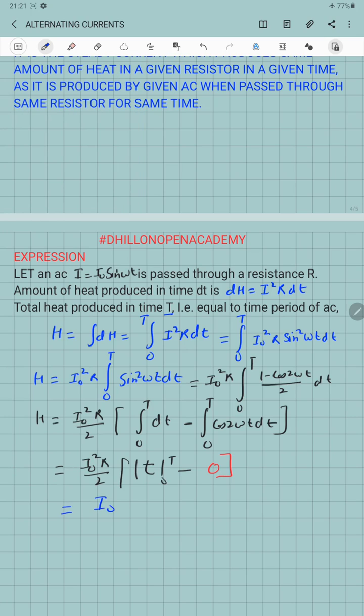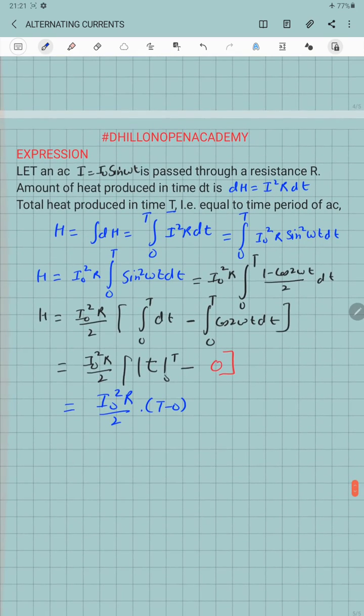So H will be equal to I naught square R over 2 into T minus 0, or H is equal to I naught square R over 2 into T. This is our equation number 2.